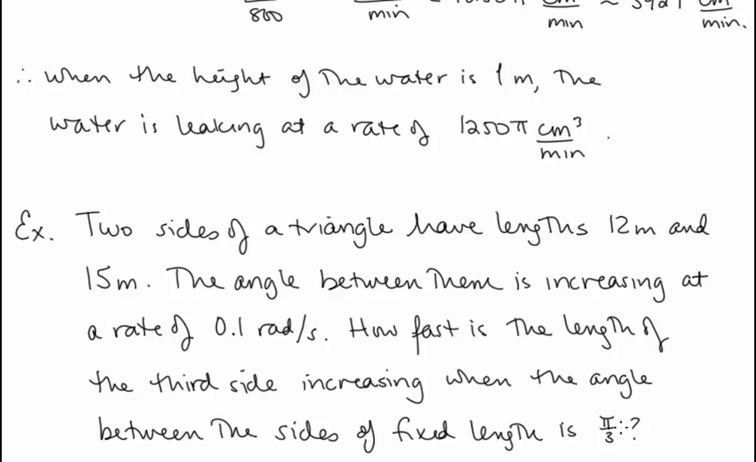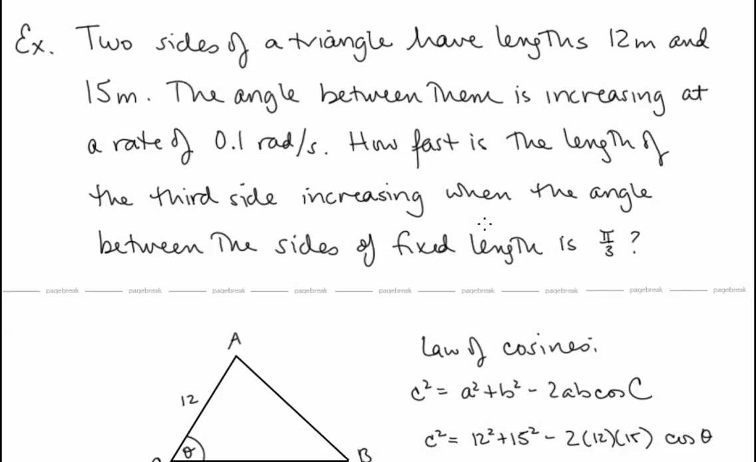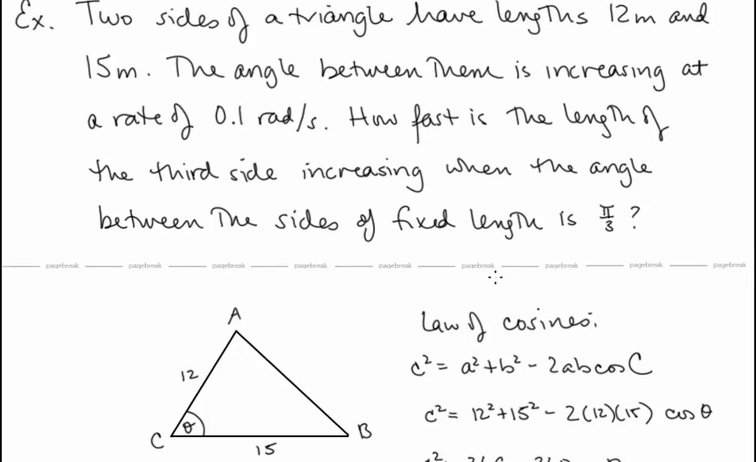Let's take a look at one more. Two sides of a triangle have lengths 12 meters and 15 meters. The angle between them is increasing at a rate of 0.1 radians per second. How fast is the length of the third side increasing when the angle between the sides of fixed length is pi over 3? So we have two sides of a triangle that have fixed length.